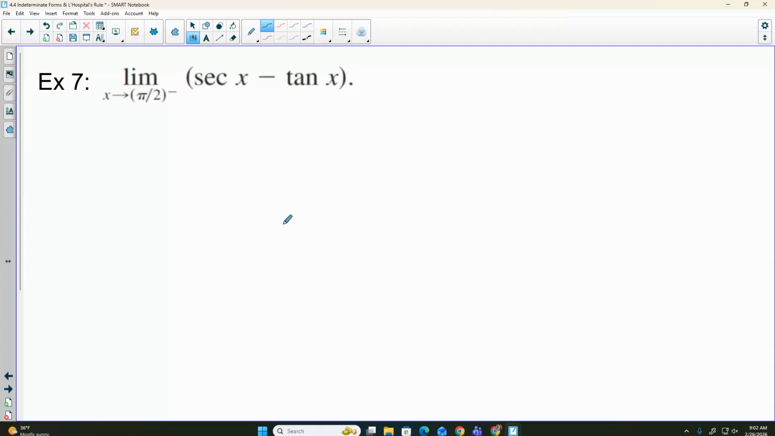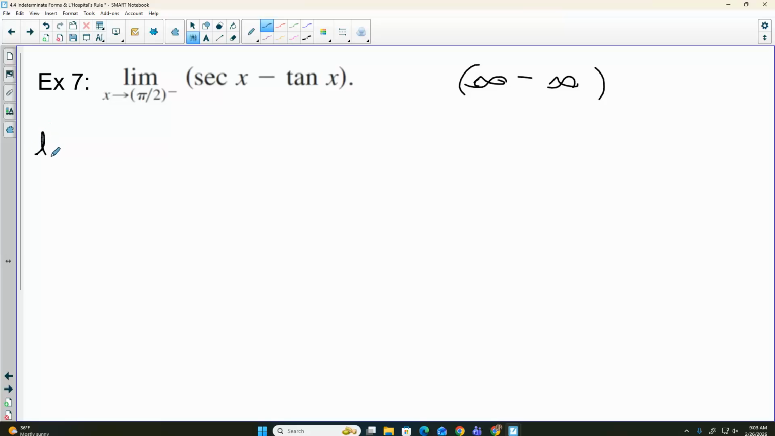So for instance, if I look at this problem, it's going to make us think for a minute. Secant of pi over 2, so that's like 90 degrees. Cosine is 0 right there, which means secant is undefined. It's an asymptote, so it's approaching infinity right there. Tangent of pi over 2 is also undefined. These are vertical asymptotes, so this is infinity minus infinity. So we can't evaluate that.